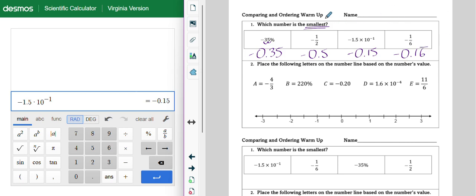All right, we are looking for the smallest. We have only negative numbers. So I'm really looking for which one looks like the biggest negative number. I'm just looking at the tens place, a 3 versus a 5 versus a 1 versus a 1. The biggest negative is my smallest number. 5 is the biggest, tens place. That has to be my smallest number.